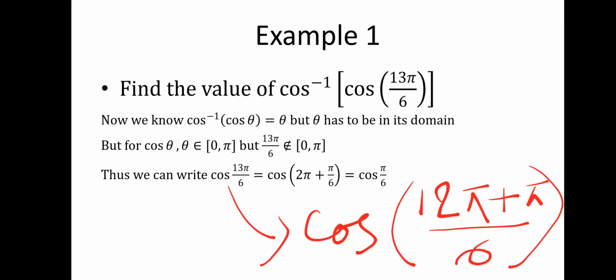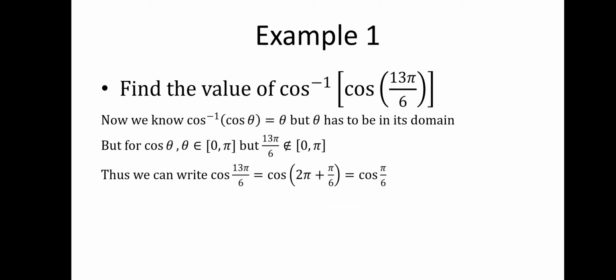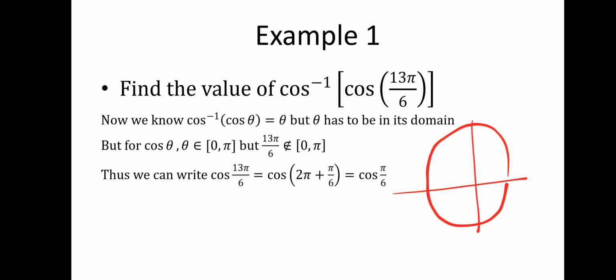Cos of 13 pi by 6, I can write this. 12 pi by 6 becomes 2 pi, so 13 pi by 6 is 2 pi plus pi by 6. Now what is cos of 2 pi plus theta? 2 pi means you are taking a complete rotation and coming back. So 2 pi plus pi by 6 is in the first quadrant. Therefore cos of 2 pi plus pi by 6 is actually cos pi by 6 only, nothing more than that.